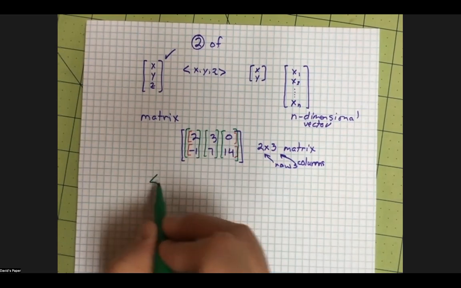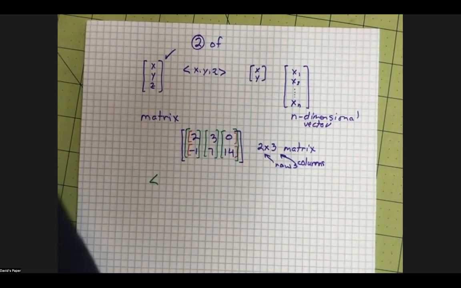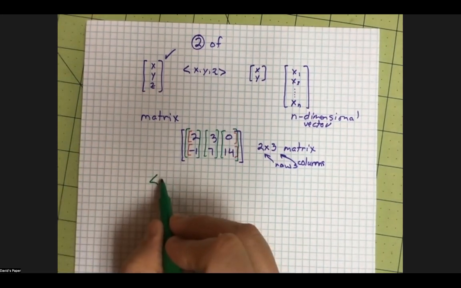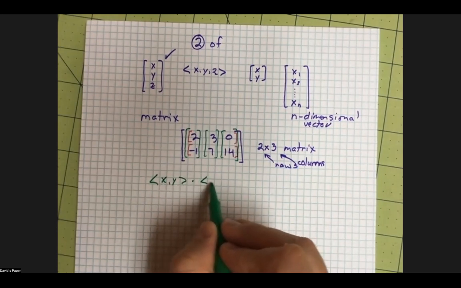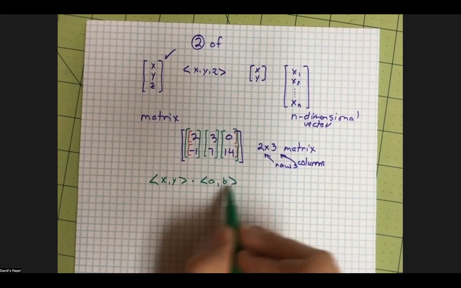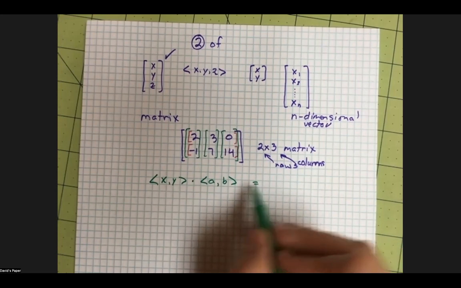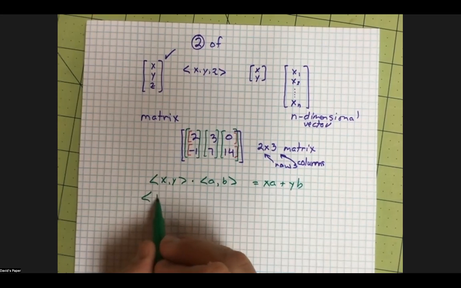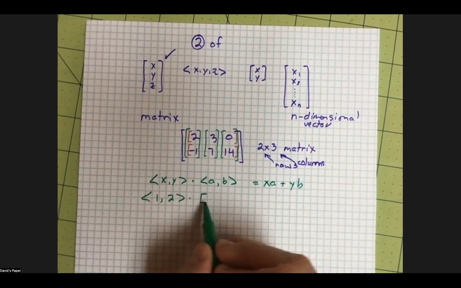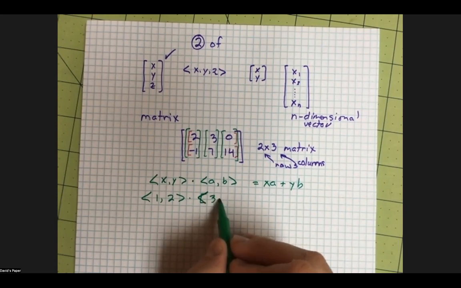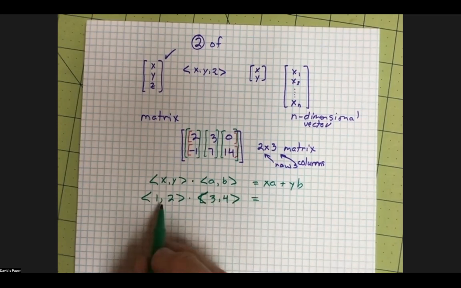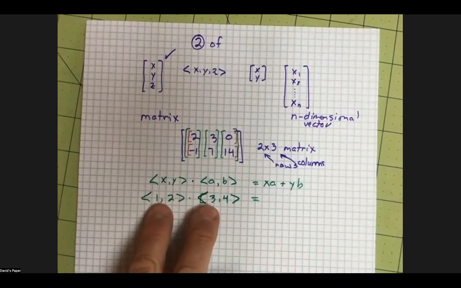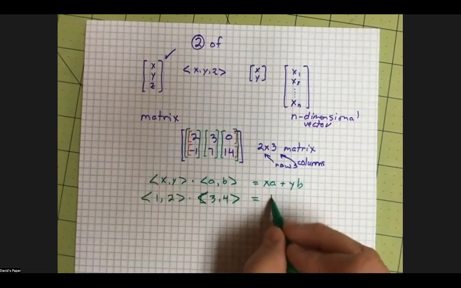Now, you had a special operation in your most recent calculus class called dot product. I got to make sure everybody's recording. Good. You know, x comma y dot a comma b was you multiply the slots and you add them together. And this works for 2-dimensional vectors. This works for 3-dimensional vectors. 1, 2 dotted with 3, 4 is 3 plus 8. 1 times 3, 2 times 4, 3 plus 8. 3 plus 8 is 11.